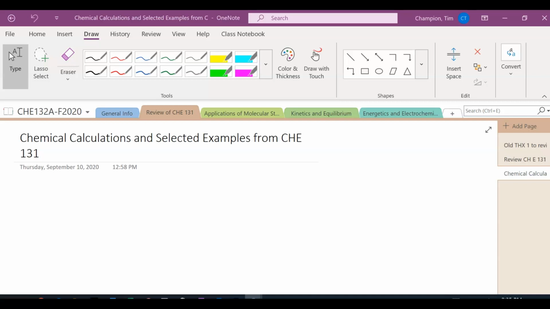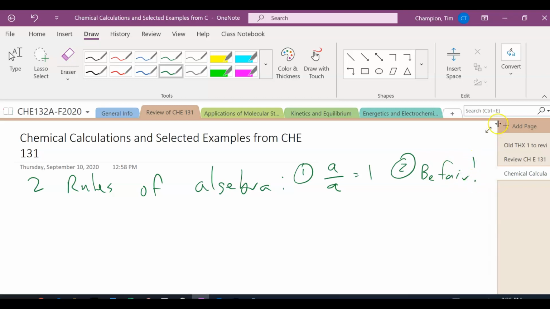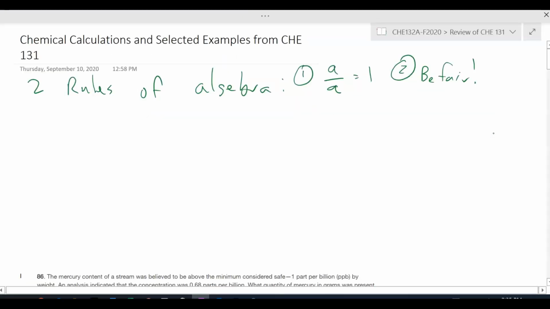So the first thing is I would remind everyone of what I consider to be the two basic rules of algebra. One is that anything divided by itself is equal to 1. And the second rule is be fair. And that concludes the rules of algebra there. Obviously, there's a lot of other details, but anything divided by itself being 1 is something we use an awful lot, particularly when the two anythings don't look the same.